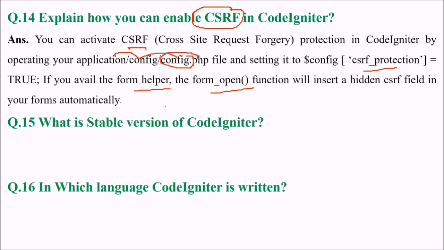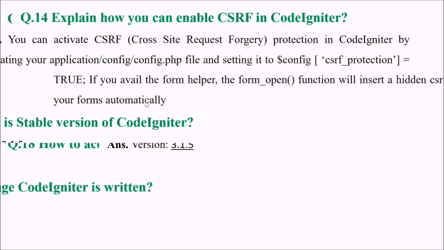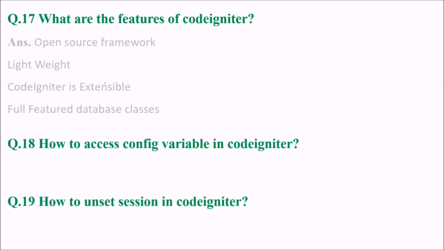What is the stable version of CodeIgniter? While I am speaking, the version is 3.1.5. In which language is CodeIgniter written? It is written in PHP. What are the features of CodeIgniter?